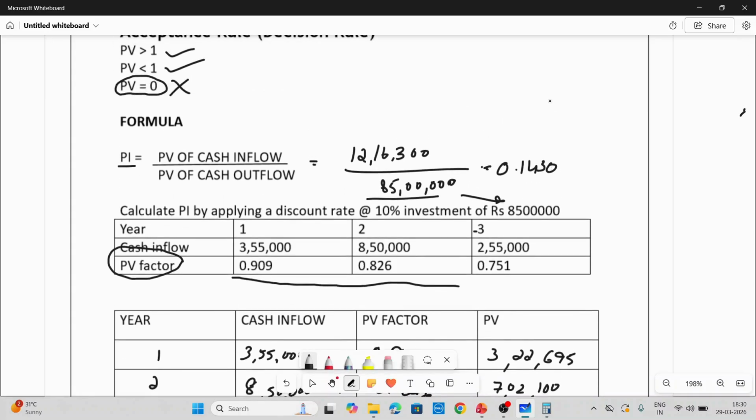Now let's go to the criteria. What is the criteria here? You only accept the project if PI is greater than 1, or else you'll reject it. Consider this. Is this greater than 1? No. This is less than 1. So what will you do? You'll reject it.